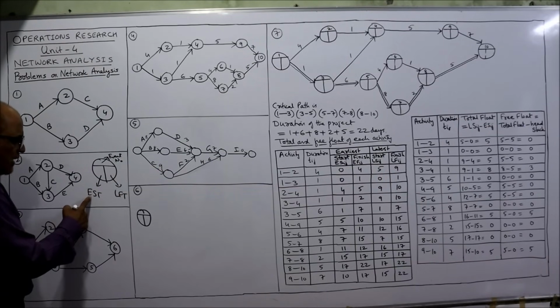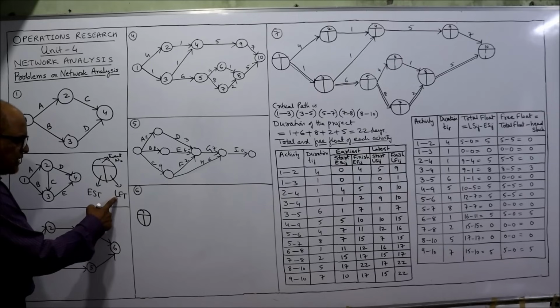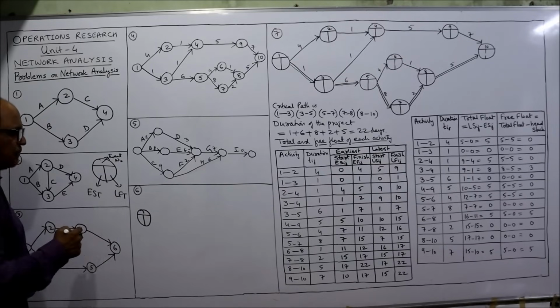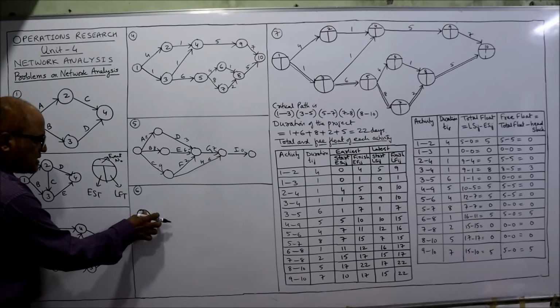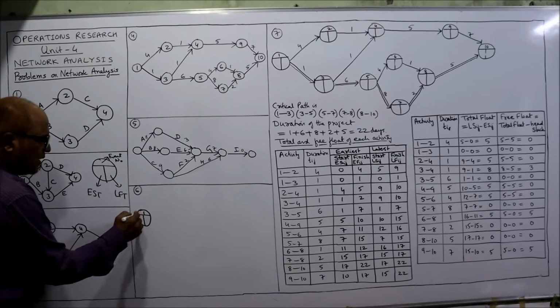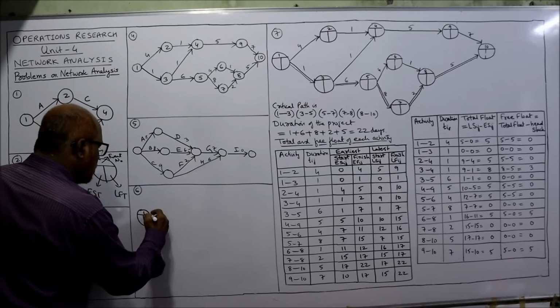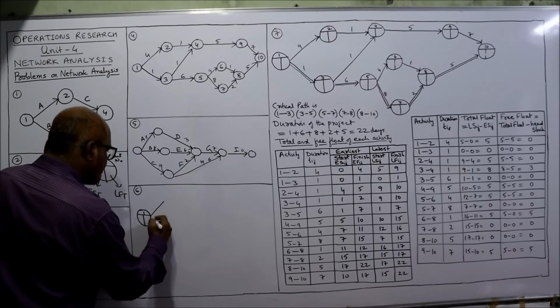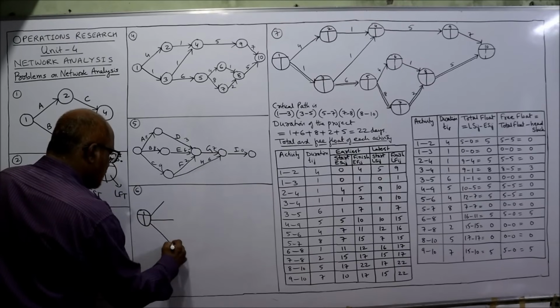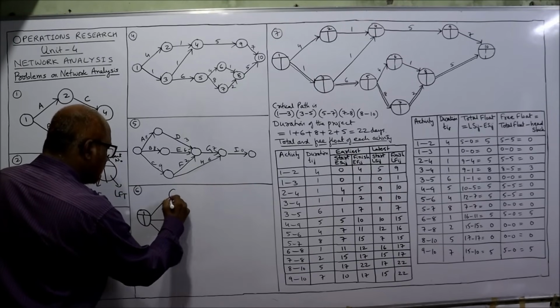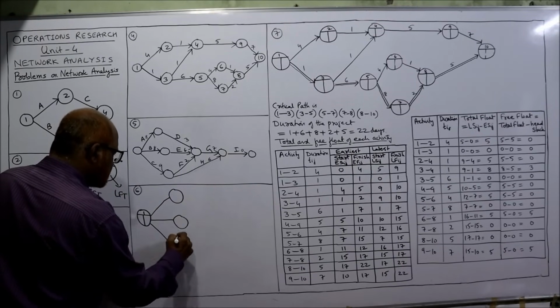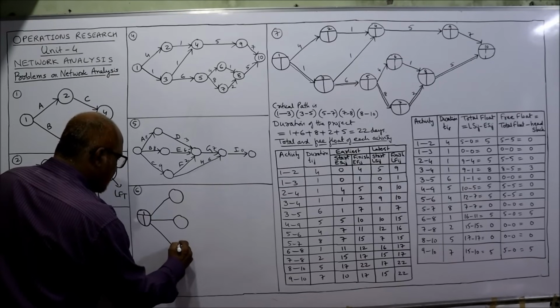EST stands for earliest start time. LFT stands for latest finish time. So 3 parts are there in this circle. First event. Now 1 to 2, 1 to 3, 1 to 4. This is the circle, this is the circle, and this is the circle.